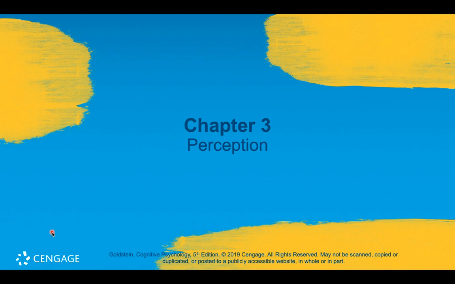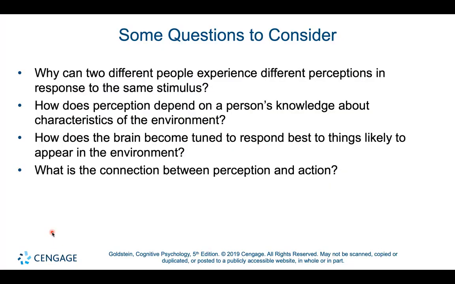And so perception is all about your brain's initial interpretation of the information that is coming into it from your senses. So some things that we're going to consider after this chapter are questions like, why can two different people experience different perceptions in response to the same stimulus? This question hinges on the idea that your perception, your brain's interpretation of the information that comes in from your senses, is just that. It's an interpretation.